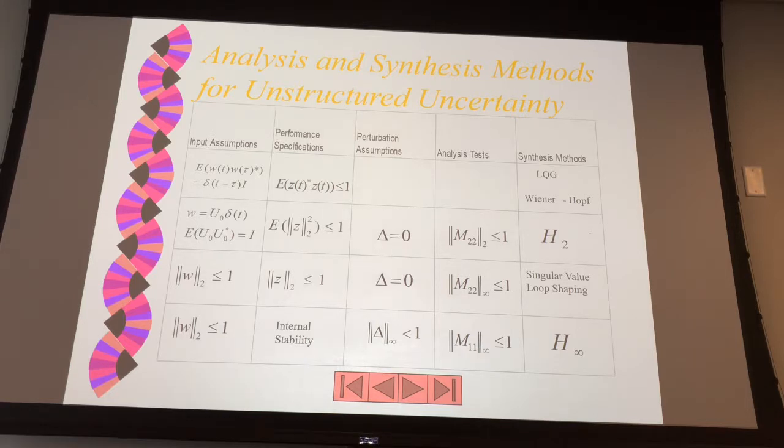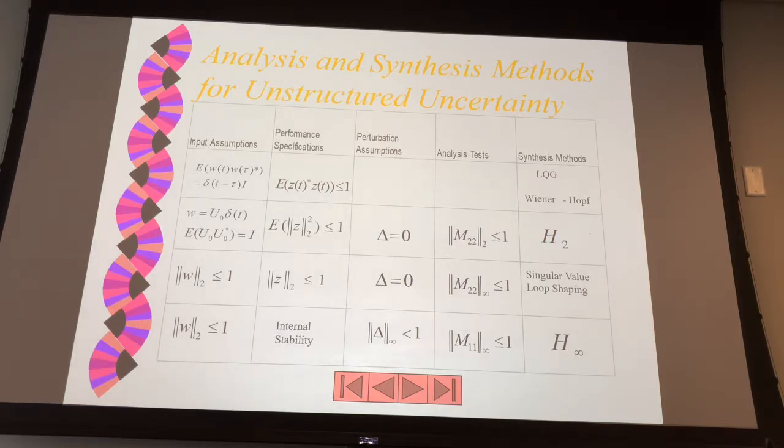What can we do for unstructured uncertainty? As I told you, the analysis and the synthesis could be conservative, okay, conservative. We want to use the structure information from the uncertainty set. So here we didn't talk about the uncertainty set. So then what we can do is only, inside of this table, say what you assume you know about your input. Or your input is unbounded, okay? Or your input is an impulse. So what do you want to do? One, my output energy is less than one, two norm squared is energy, okay? Or two norm is less than one, or I just want internal stability. So this is small gain, this is the small gain theorem. Okay.